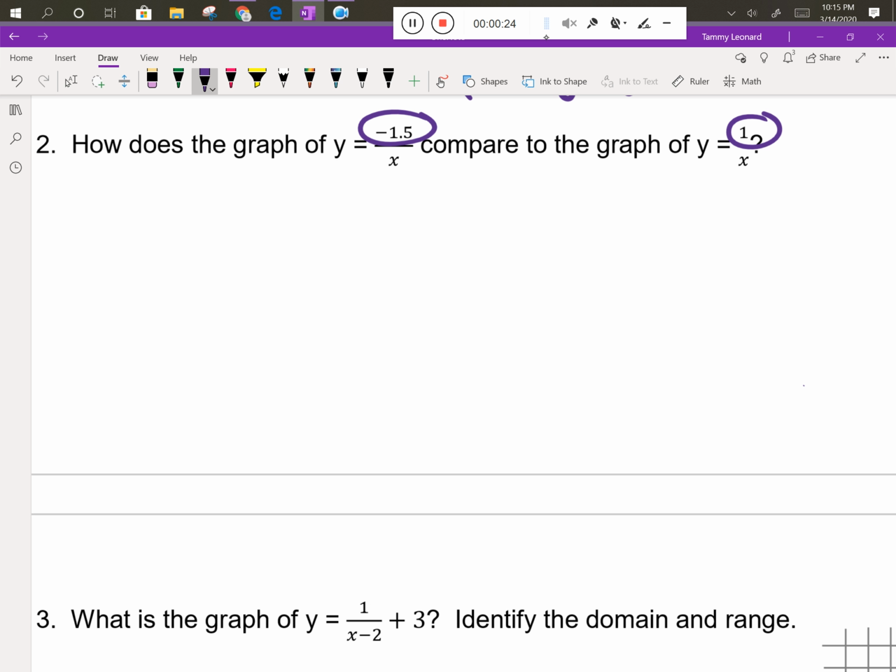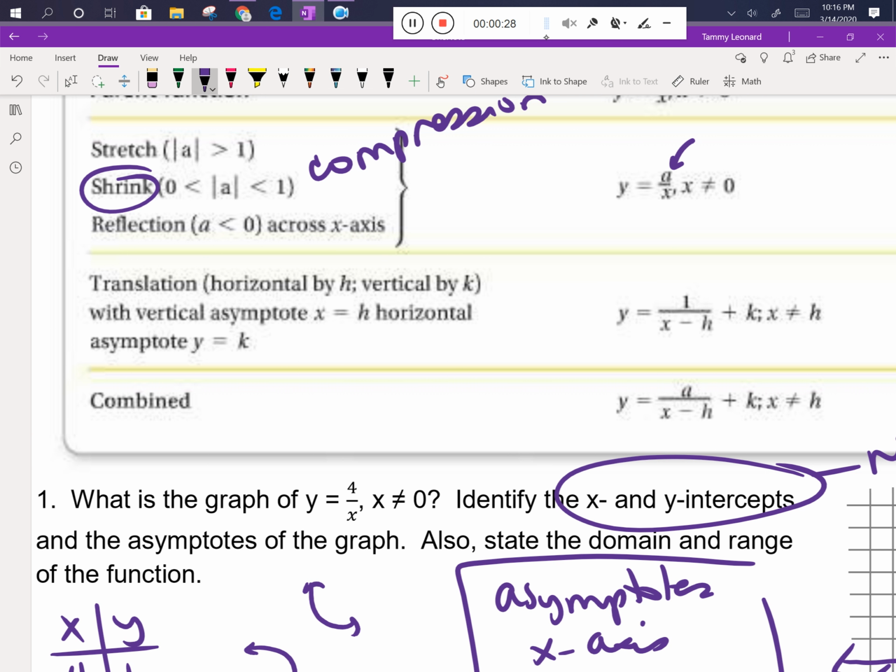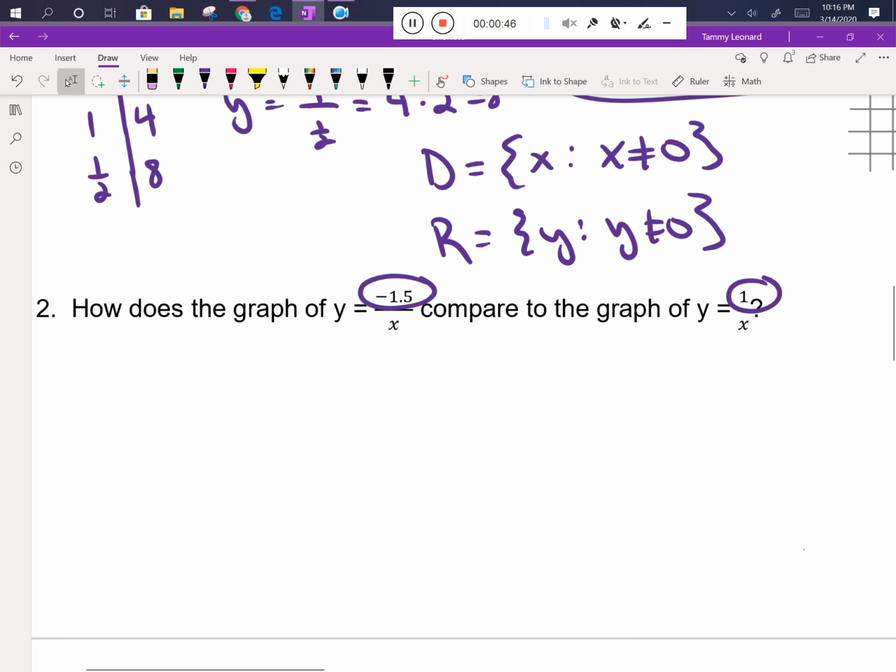And remember up above in that chart, we saw that when the A value is greater than 1 in absolute value, we're going to have a stretch. And when the absolute value of A is between 0 and 1, we're going to have a compression. We also saw that when the A value is negative, we're going to reflect across the x-axis. So the different branches would flip into different quadrants. So let's look at what's going on here.